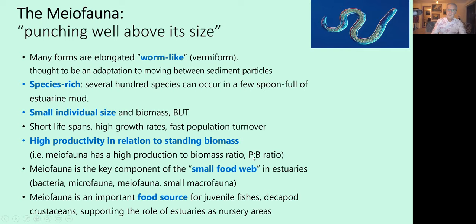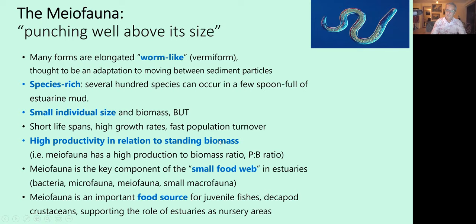Think about it in the same terms as earning interest on a stock of money, on the value of money. So essentially, productivity is the interest, and biomass is the amount of money invested. So they are really a good investment. And they really form what we call the small food web. It's not so much about the fish and the turtles and the dugongs. Yes, this is all cool, but most of the energy actually goes to those guys.